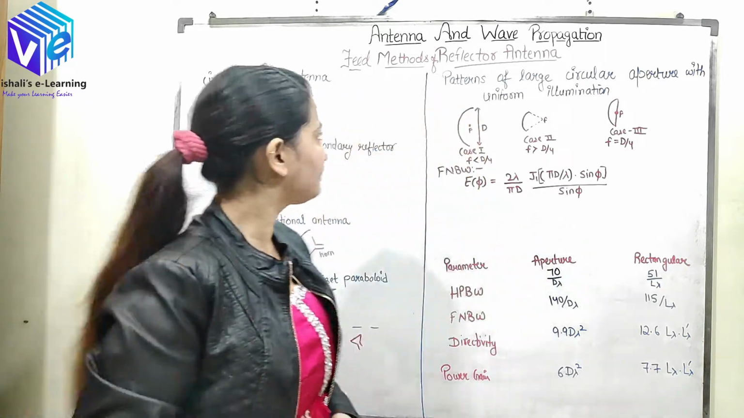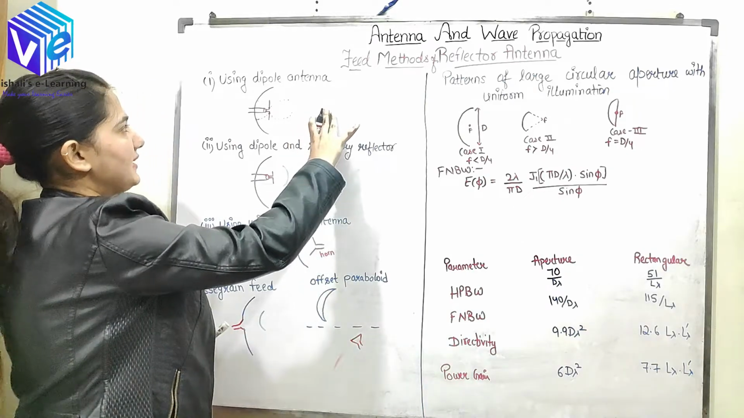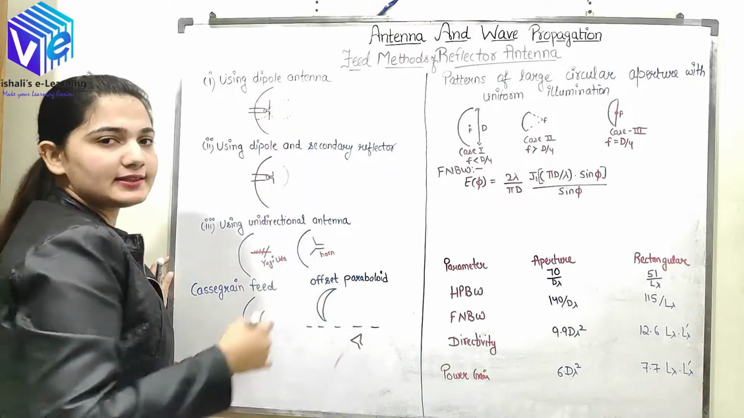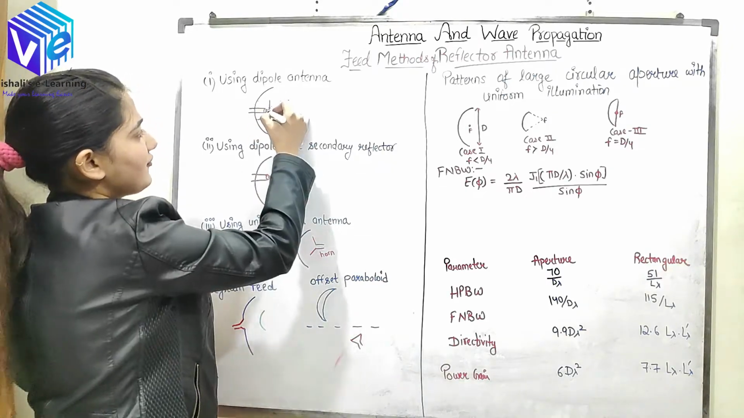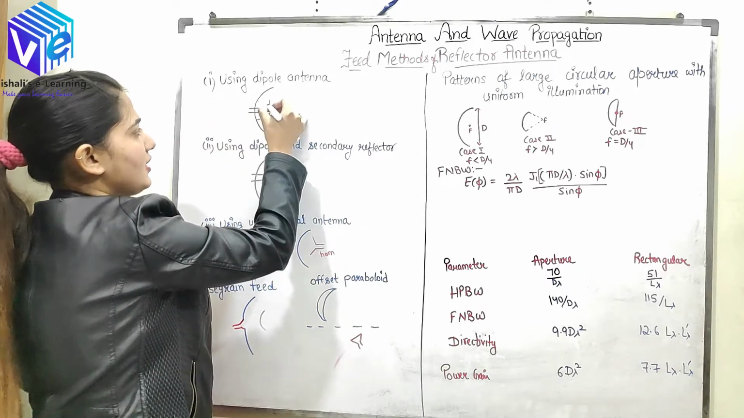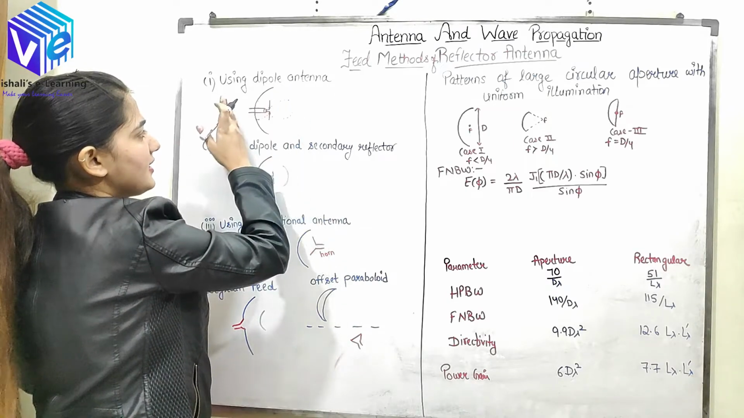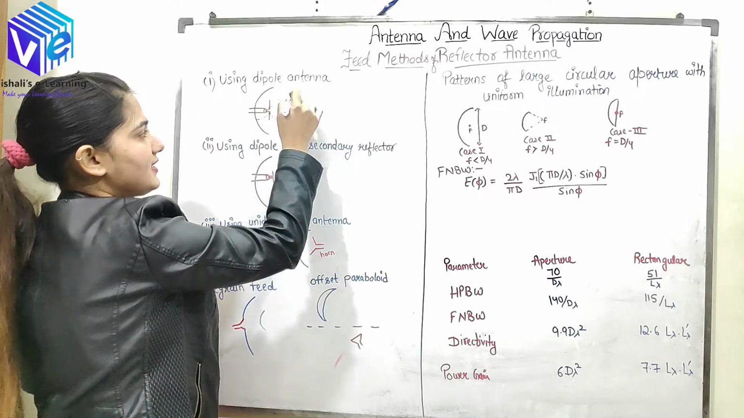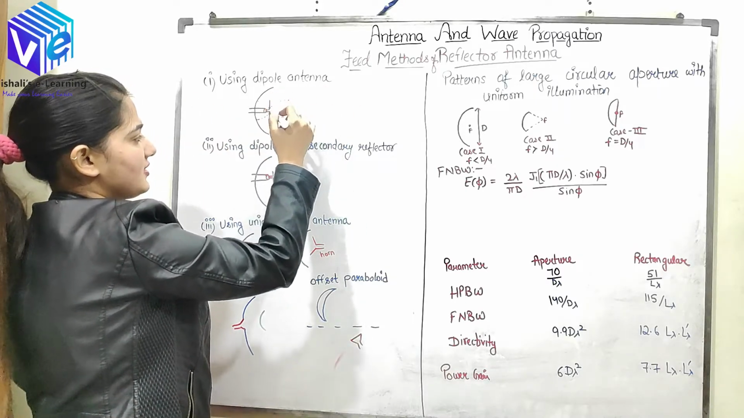So we'll begin. The first feed method is using a dipole antenna. I know a dipole antenna looks like this, and the radiation pattern of a dipole antenna has two maxima, in this direction and in this direction. When the radiation comes here, it gets reflected and comes again in this direction, but it gets hindered by this radiation as well.